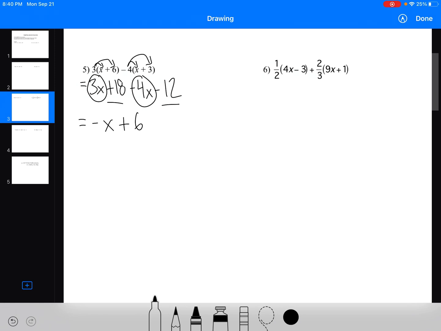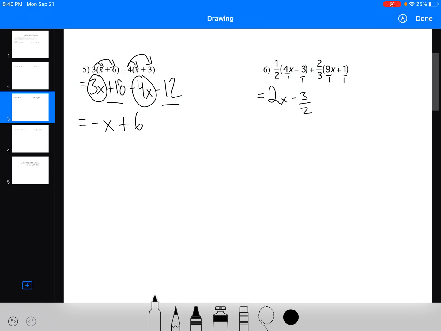All right, this next one's a little bit harder, but it's not that bad. The first thing you have to recognize is that some of the fractions are actually going to go away. If we do 1/2 times 4, remember, these are all over 1. So all of this is over 1. So if we do 1/2 times 4, that's going to give us 2x. And then 1/2 times negative 3 is going to be minus 3 over 2. Now I'm going to leave it as a fraction, because it's more accurate.